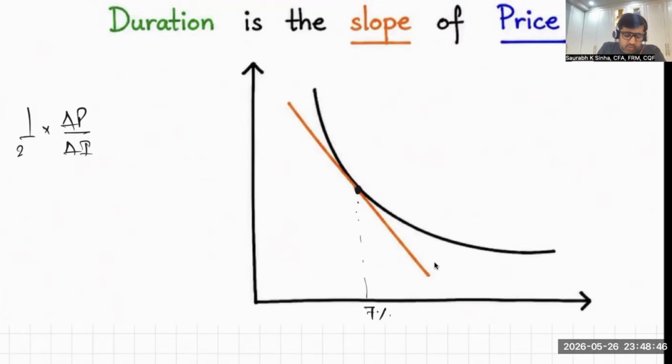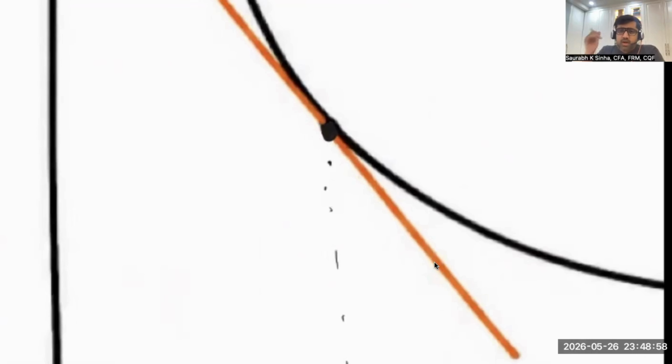Definitely 1 upon 2 P naught is a constant. Keep it separate. That is what we are using to convert this delta P upon delta I into percentage. That's it. Okay. When I say slope, do you remember slope is also equal to tan theta? If you're not able to remember slope by y2 minus y1 upon x2 minus x1, try to remember what tan theta was. Tan theta was perpendicular upon base at a point.